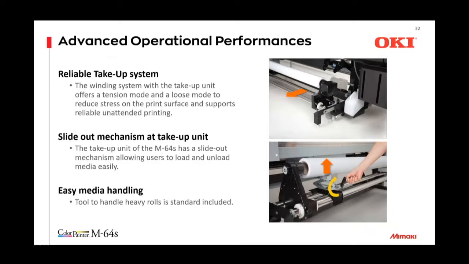The bottom picture is obviously the loading equipment from the rear. We've got a media lifter that makes your media loading work easy and fast. There can be some heavy 64-inch type media. The take-up roll weight is up to 50 kilos. So quite industrial, up to 50 kilos of drive-through.